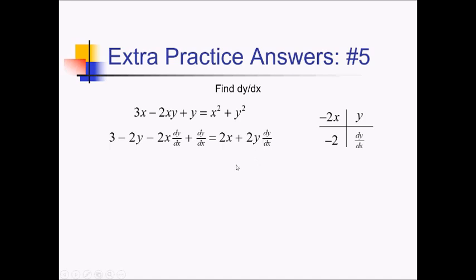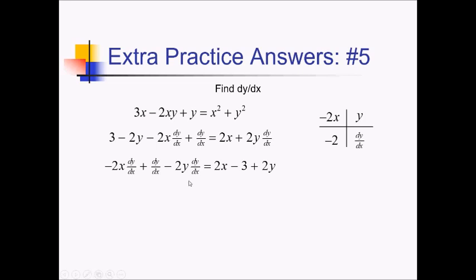Let's get dy over dx's on the left, everything else on the right. So I've got my negative 2x dy over dx that can stay over there, along with the dy over dx that's already there. I'll subtract 2y dy over dx to get that on the left side. On the right side, I've got the 2x that was already there, and I'm subtracting 3 and adding 2y to get those over on the right side.